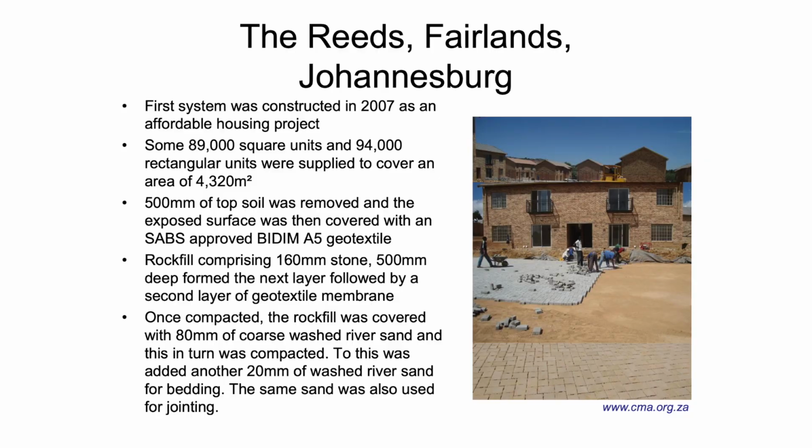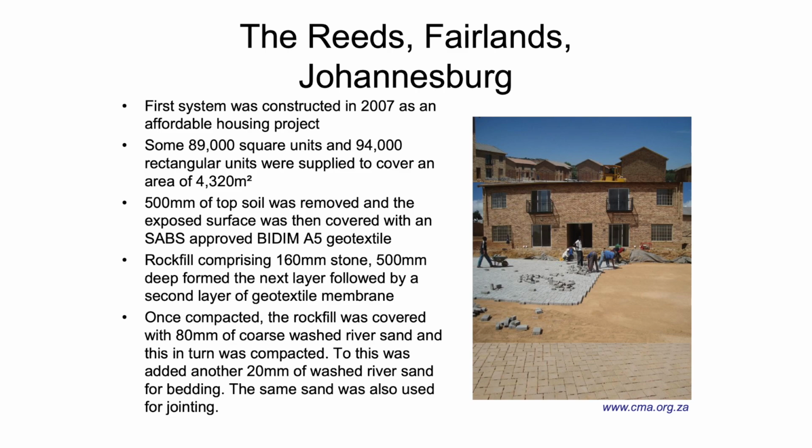But I just wanted to show you that a country that's quite poor and developing is still investing in what they see as good environmental management, and that's to be heralded. Okay, so this is the Reeds Fairland, which was a housing estate, affordable housing estate, which we could do with some more of those in Australia actually. 89,000 square units, covered an area of 4,320 metres squared.